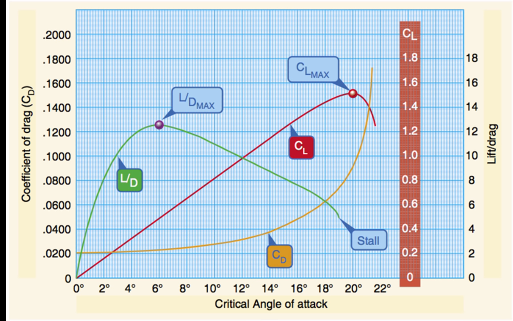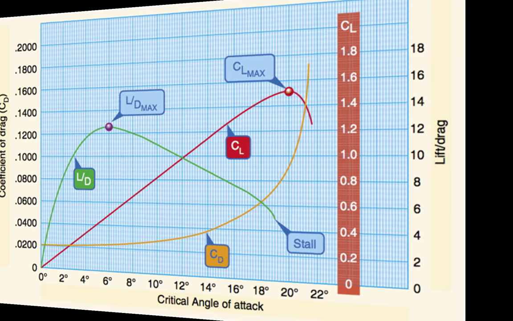The lift drag ratio, green, reaches its maximum at 6 degrees angle of attack, meaning that at this angle, the most lift is obtained for the least amount of drag. Any angle of attack the aircraft operates at other than the lift drag max point will cause more drag. Therefore, for the least amount of drag to lift, the aircraft must fly with that angle of attack.